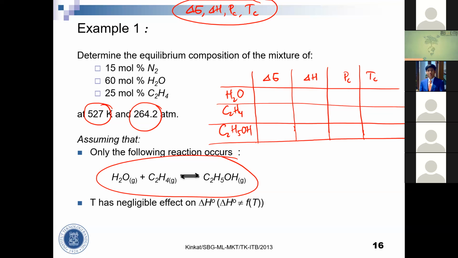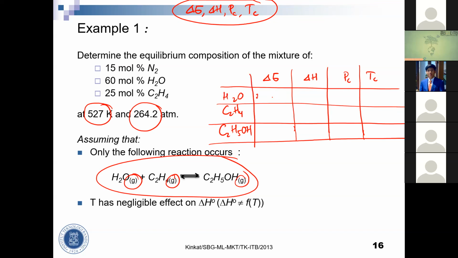I found the Gibbs free energy and the enthalpy, sir, but not yet the pressure and the temperature. Okay, please mention what you've got. For the water, is it in gas or liquid form, sir? Gas, the reaction is in the gas phase. For the gas, the Gibbs free energy is negative 228,572. Sorry, that one is for the Gibbs free energy. Yes, that's correct.